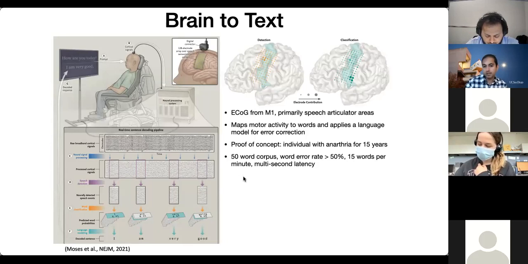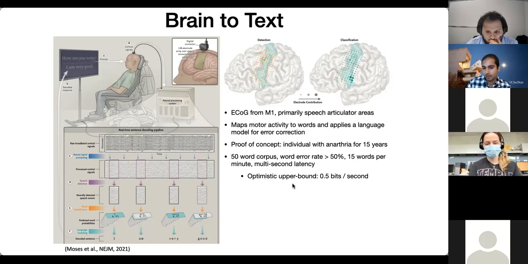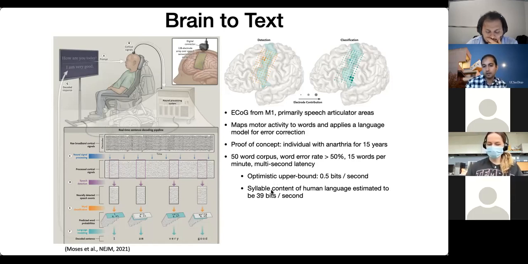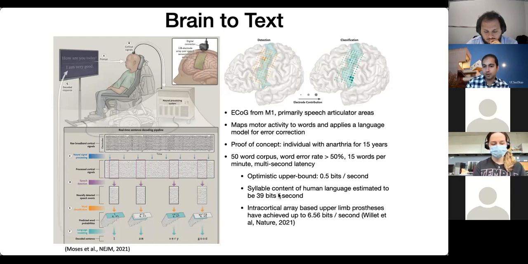But the system itself, keep in mind, is quite limited. It's a 50-word corpus, with a high word error rate and really high latency. And if I apply my information theory background, my optimistic upper bound is about half a bit per second. And keep in mind that just the syllable content of human language, not including the expressiveness of language, has been estimated at about 39 bits per second. My linguist colleagues tell me to take this as a lower bound. So we're clearly multiple orders of magnitude away.